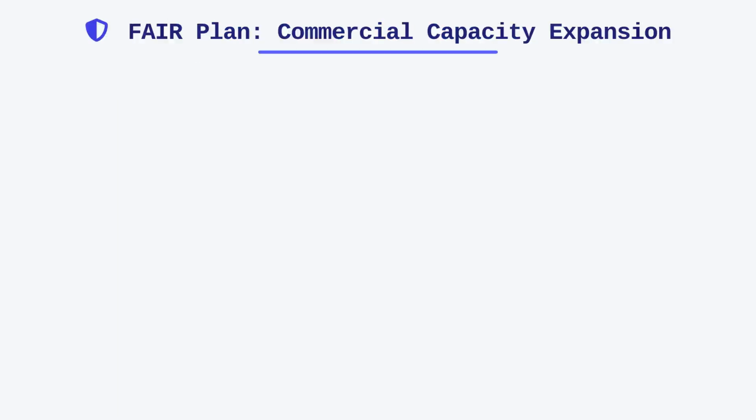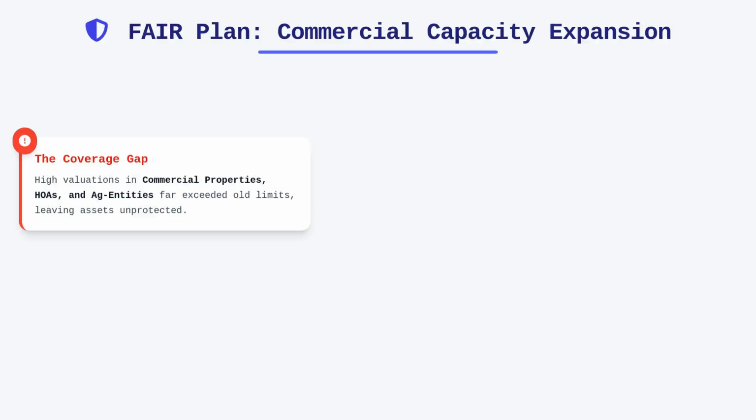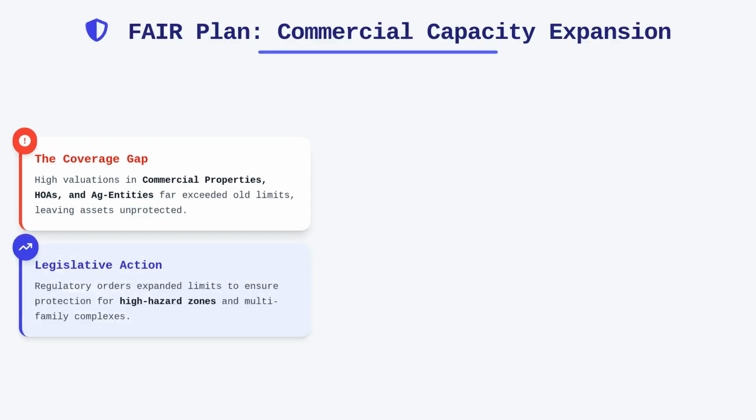Simultaneously, recent legislative updates and executive actions have targeted the capacity of the FAIR Plan itself, particularly regarding commercial properties. Many businesses, homeowners associations, affordable housing developments, and agricultural entities found themselves unable to secure adequate coverage because their total valuation far exceeded the old FAIR Plan limits. To address this coverage gap, regulatory orders expanded the commercial property limits under the FAIR Plan significantly.